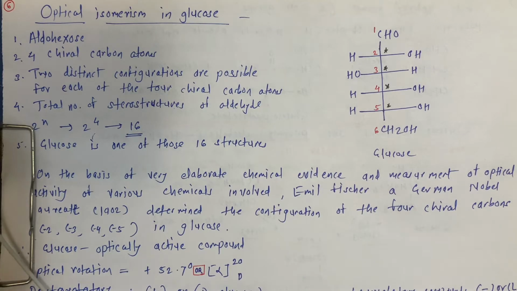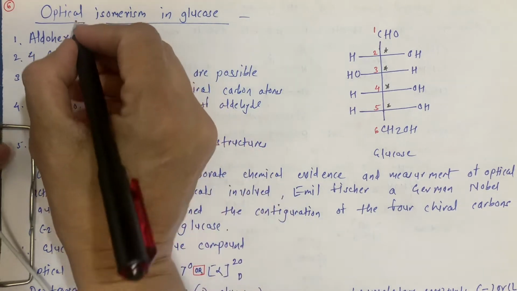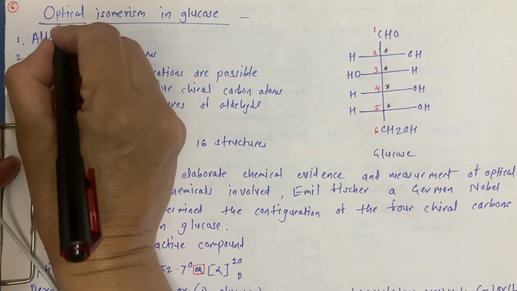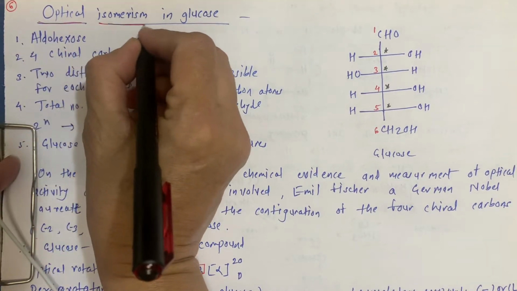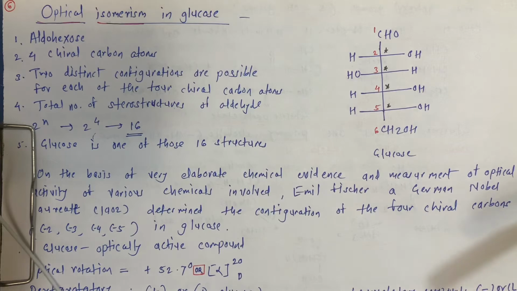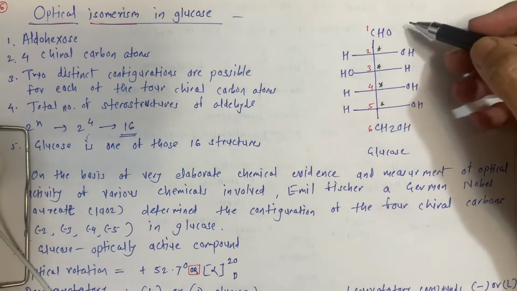Hello students. In the last lecture we had seen different chemical proofs of the structure. Now the next topic is optical isomerism in glucose. We know very well optical isomerism, which we studied in the halogen derivative chapter. So based upon that, we are going to see the optical isomerism in glucose. This is our structure of the glucose.